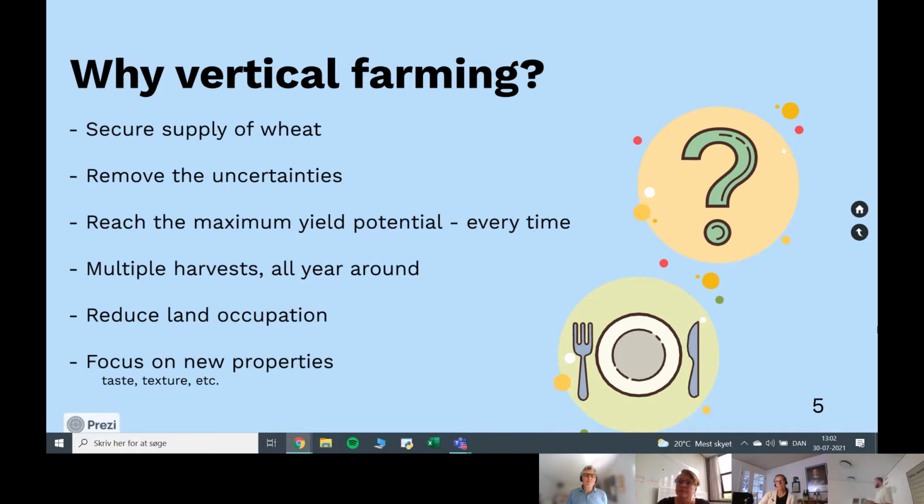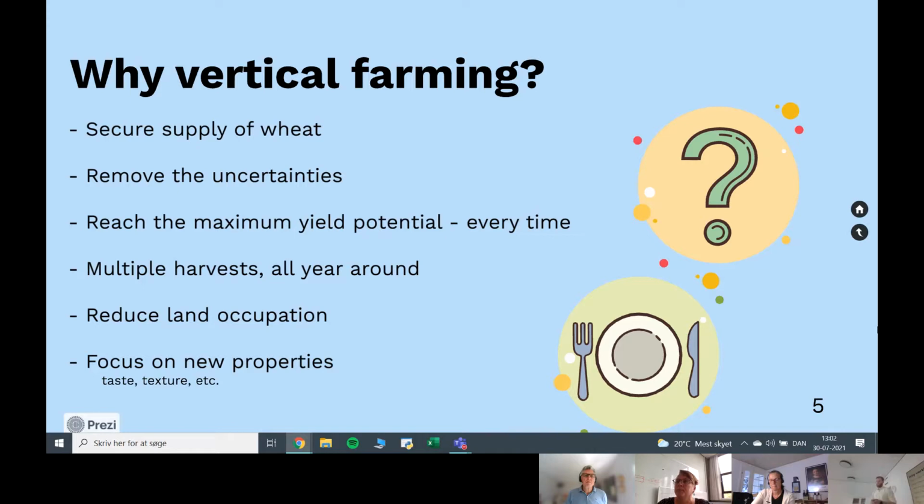And also, since you're not relying on the climatic seasons like we are here in Denmark, you can still have harvests during the winter when there's really no sun and the conditions are not right for wheat outdoors. And since you have multiple harvests a year, to produce the same amount, you actually require less space. Since you only have one harvest a year outside, you can have multiple inside, and then you can reduce the area accordingly. And the same when you go vertical.